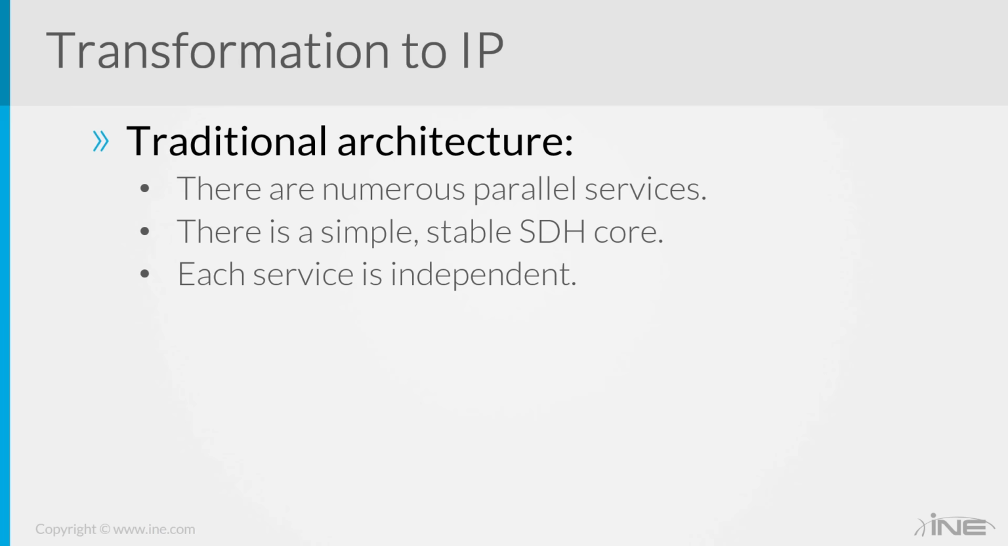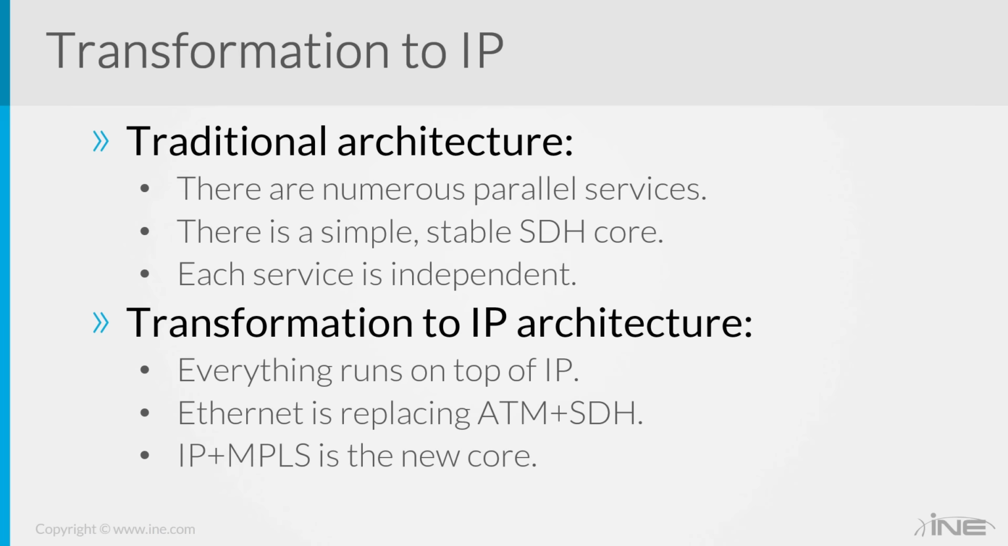I personally would move to an IP architecture where everything runs on top of IP. You pull out ATM and SDH or SONET, and you replace that with Ethernet, and then you run IP and MPLS in the core. And that's what we're going to be taking a look at as we move forward.